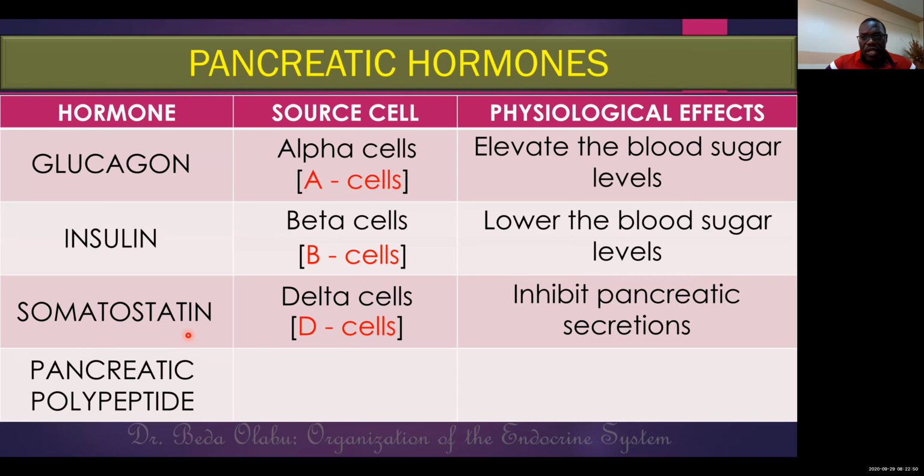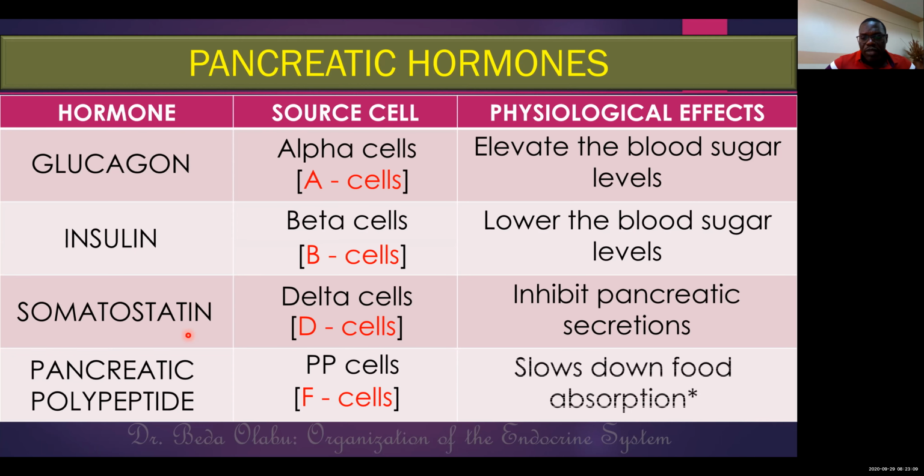The last hormone is pancreatic polypeptide. Pancreatic polypeptide is secreted by the PP cells, which are also called the F cells. So don't confuse again. We don't have E cells. After D, we go to F. Pancreatic polypeptide, the role is not clearly defined, but there's evidence to suggest that it slows down absorption of food along the GIT. So these are the hormones secreted by the islets of Langerhans.